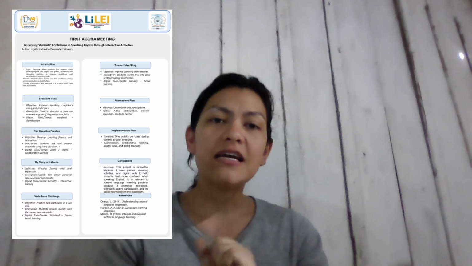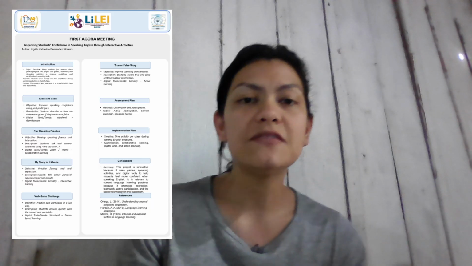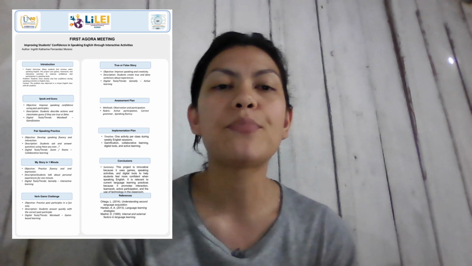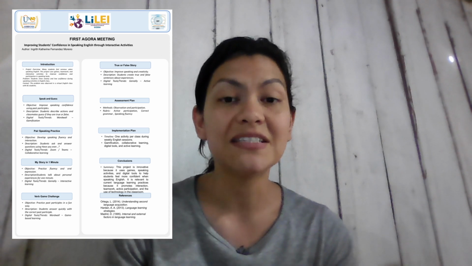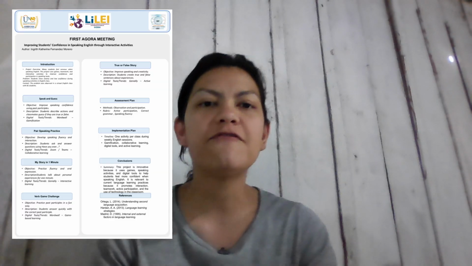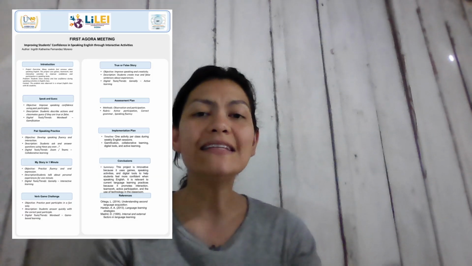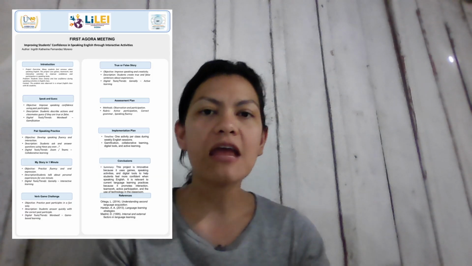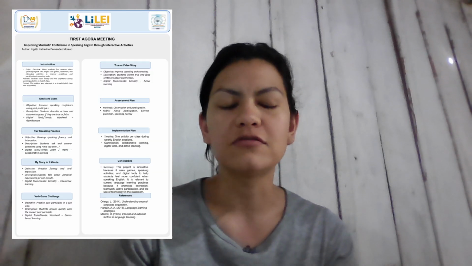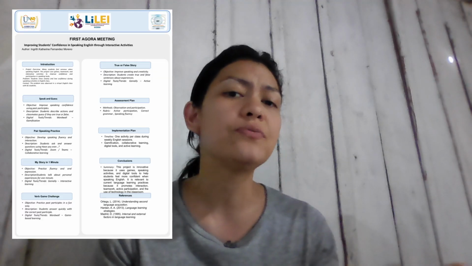The fifth activity is true or false story. The objective of this activity is to improve speaking skills and creativity. In this activity, students create true and false sentences about personal experience, and classmates try to identify which information is true or false. For example, a student can say, I have traveled to Brazil.